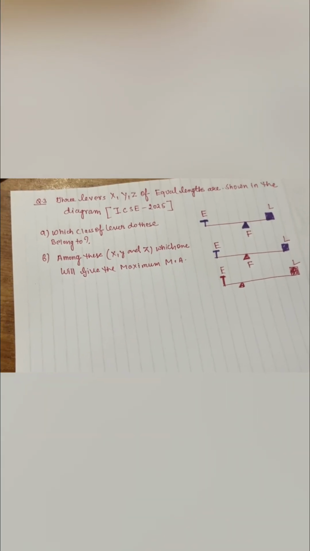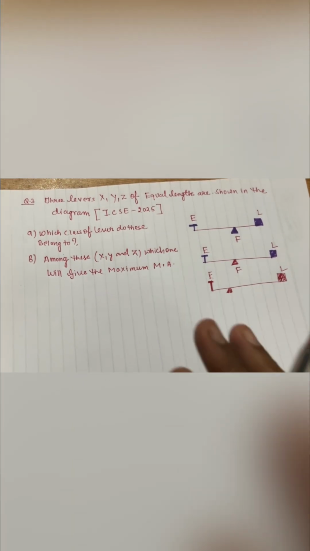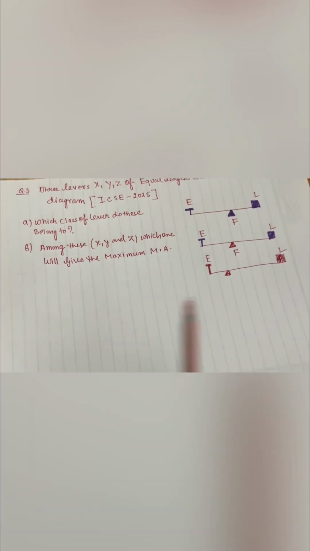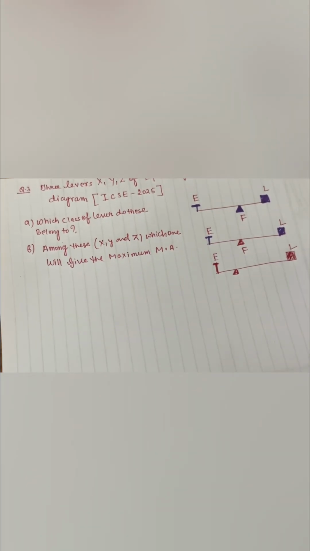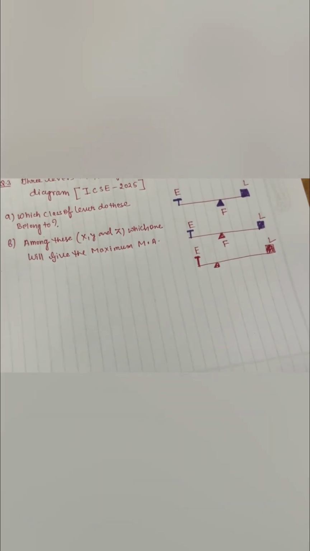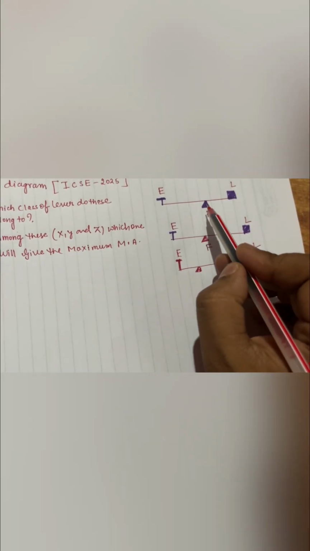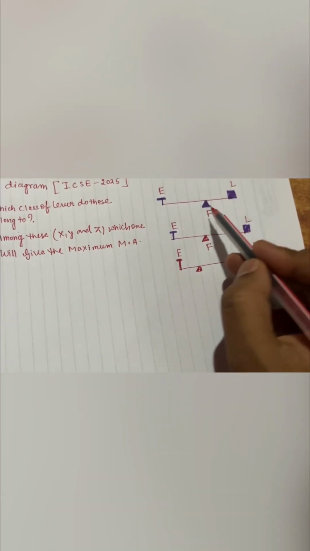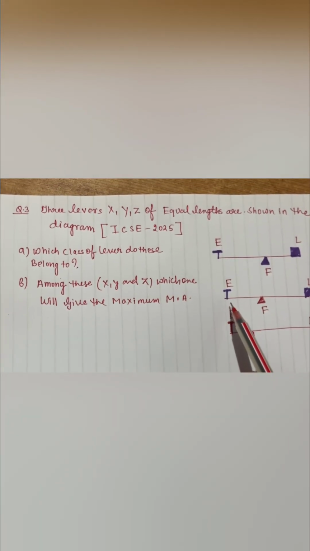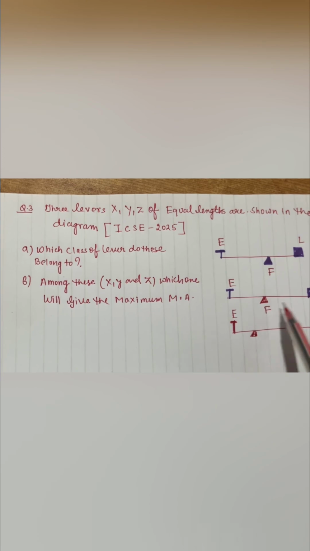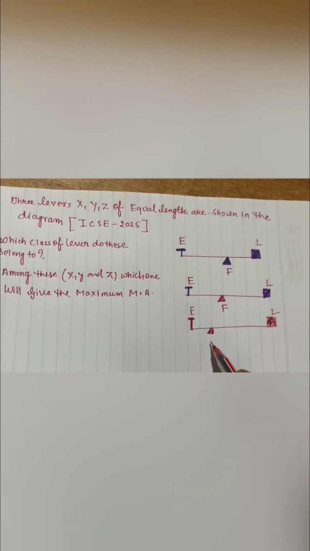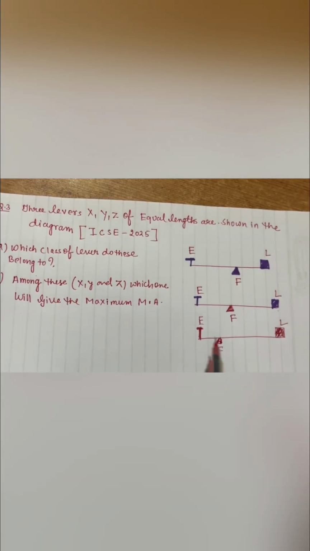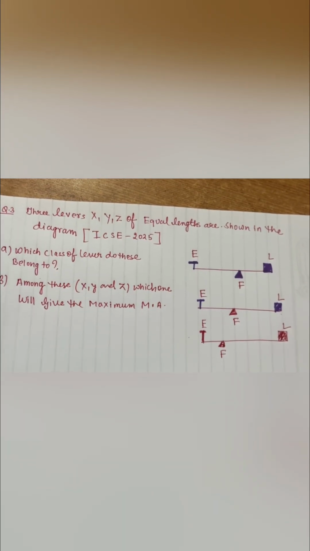Today I am going to make you understand an ICSE 2025 question based on levers. We have a question for 3 marks, and figures are given. In the first figure we have effort, load and fulcrum, and the next figure is the same: this is effort, this is fulcrum, this is load. In the third figure, effort, load and fulcrum are also situated.